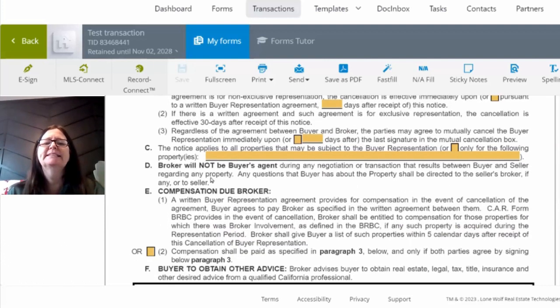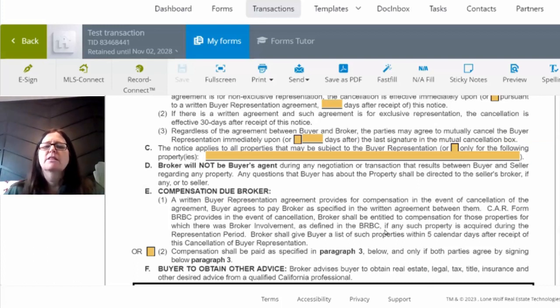And it specifically says the broker will not be the buyer's agent during any negotiation or transaction that results between buyer and the seller regarding any property. So this cancellation is saying, I am no longer representing you, Mr. or Mrs. Buyer, and what you do at this point is you're on your own, is basically what it's saying. And then we talk about compensation.